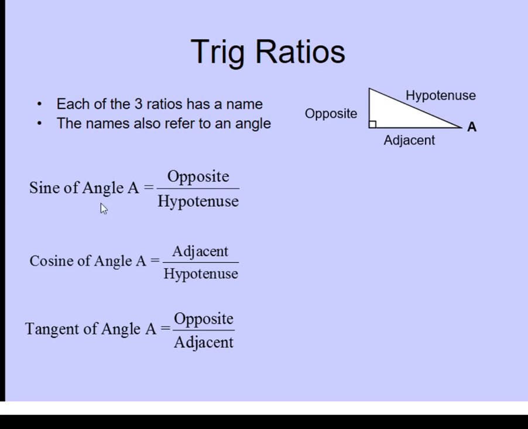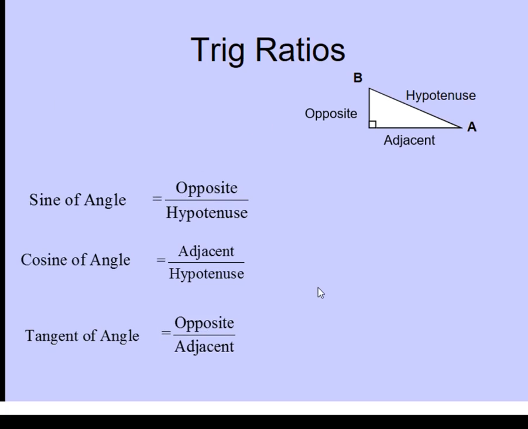S-O-H, sine, is equal to opposite over hypotenuse. The sine of angle A is the opposite over the hypotenuse. The cosine of angle A is the adjacent over the hypotenuse. And the tangent will be the opposite over the adjacent. It won't be a triangle if that's not true.